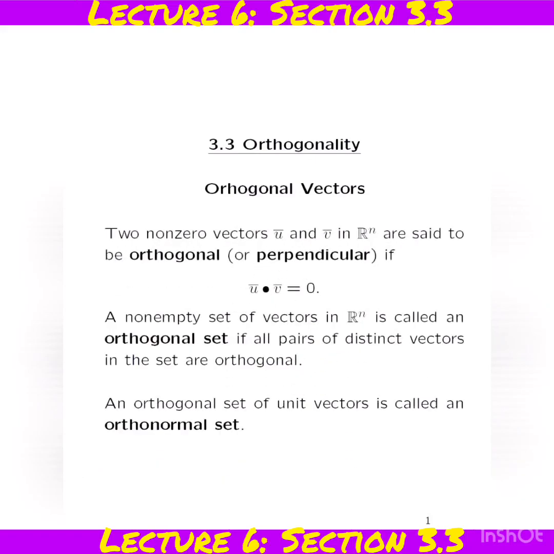A non-empty set of vectors is called an orthogonal set if all pairs of distinct vectors in the set are orthogonal. And an orthogonal set of unit vectors is called an orthonormal set.